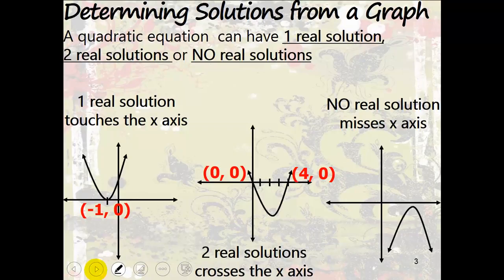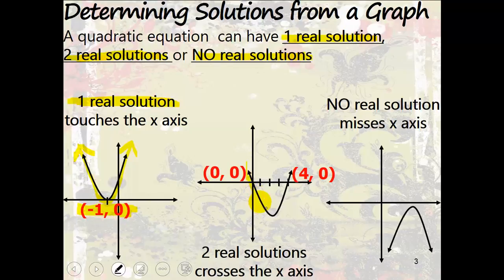So quadratic equations can have one real solution, two real solutions, or no real solutions. This is an example of one real solution. They don't have to be integers. I just did integers to make it easy. This graph comes down, touches the x-axis, and goes back up again. It touches at what is labeled -1, 0. So the solution is -1, 0.